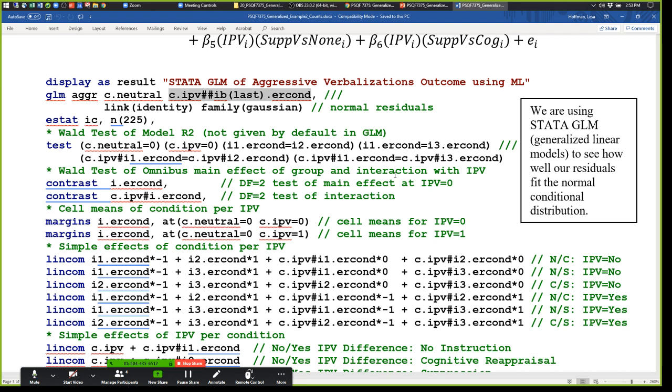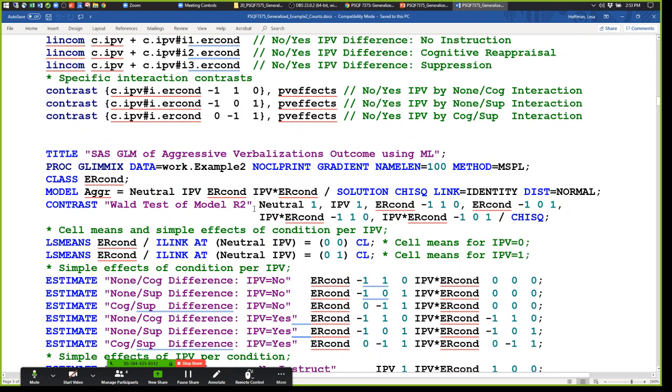Yes, this is the two-way interaction and the main effects in one shot. So it saves you typing. That's why you should be happy. The analog in SAS, I ended up writing it out, but I could have done this at 2.